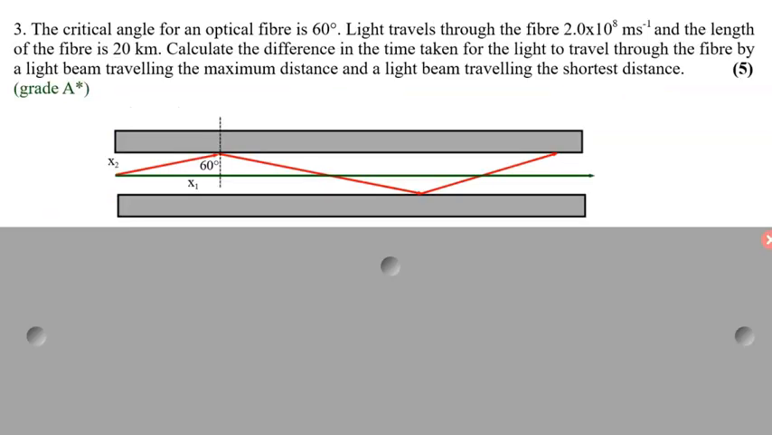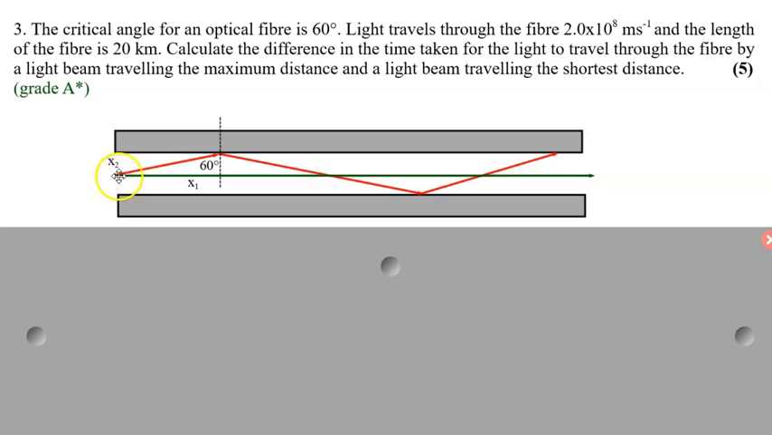Right, question 3. This is a really difficult question. I think especially if you're not given a diagram, you might need to draw your own diagram. But the diagram is really quite crucial. So we've assumed that we've got the time taken for the light to travel the maximum distance and the minimum distance. The minimum distance we're going to call x1, that's shown by the green arrow. That just travels all the way down the centre with no reflection whatsoever. So that would be the best or shortest route.